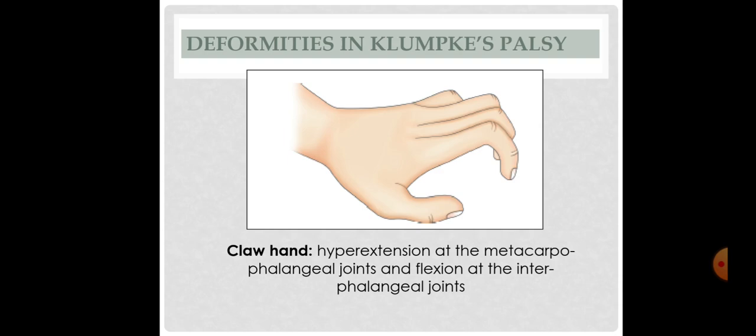Okay. So what is the deformity in Klumpke's palsy? The deformity, we know that it is called claw hand. And what is defined as claw hand? There will be hyperextension at the metacarpophalangeal joints along with flexion of the interphalangeal joints. So this is called claw hand. Metacarpophalangeal joints hyperextension and interphalangeal joints flexion.